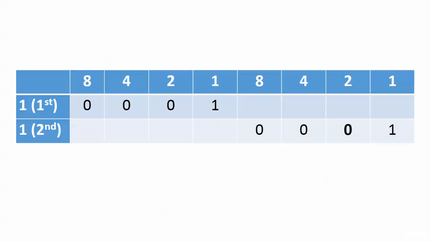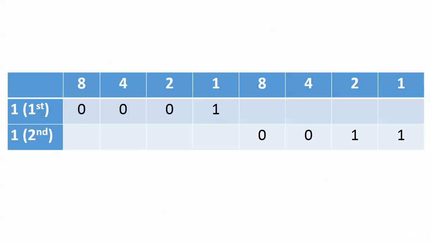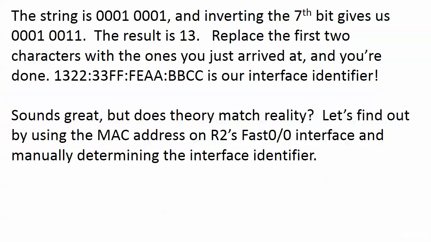So what do we do? We take that 7th bit, which is always going to be the 2 value in the second hex value, and we just change it to its only other possible value, which just happens to be 1. So there's nothing to it. You just did the bit inversion. Now the string to begin with was 0001, 0001. You invert that 7th bit, we get 0001, 0011, and the result is 1, 3, because the 2 and the 1 bits are now set for the second value. All you do is replace the first 2 characters with the ones you just came up with, and you're done.